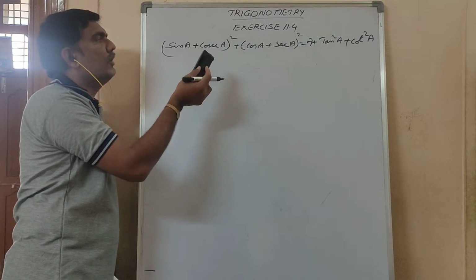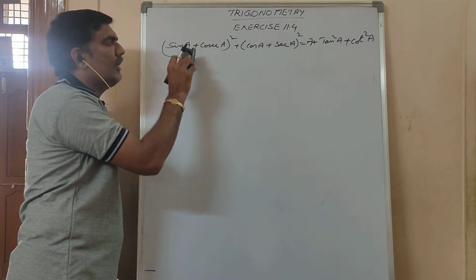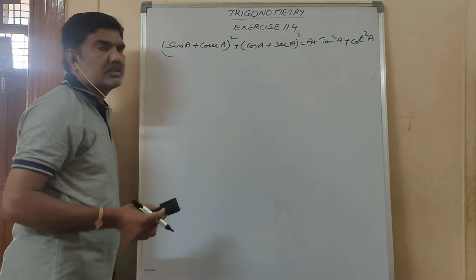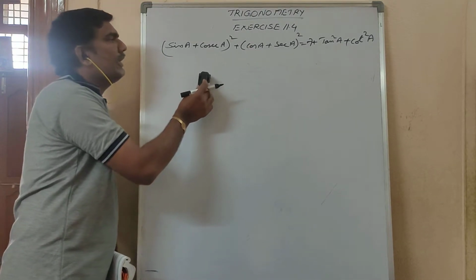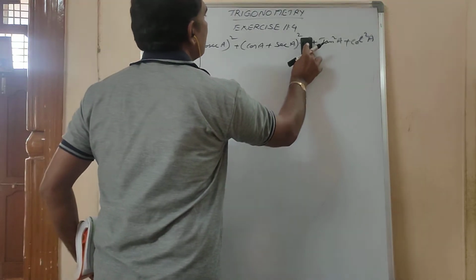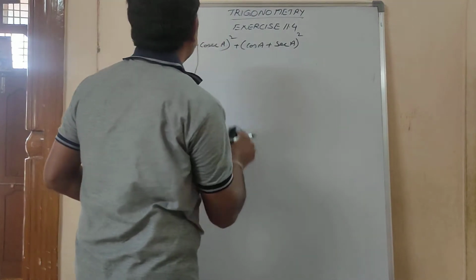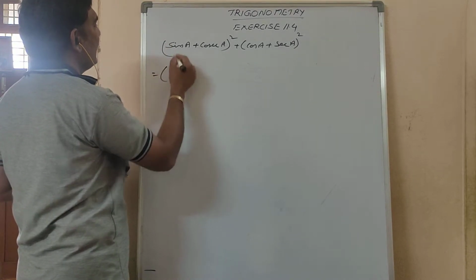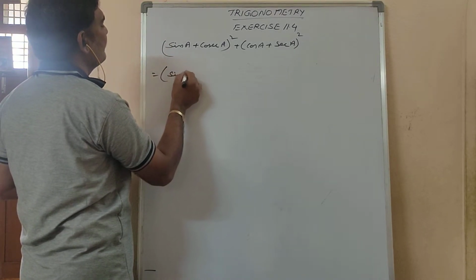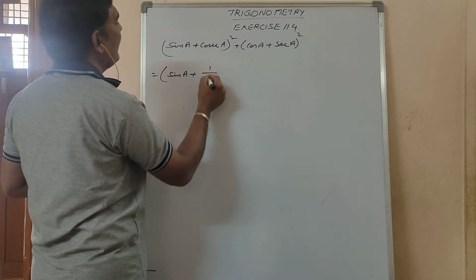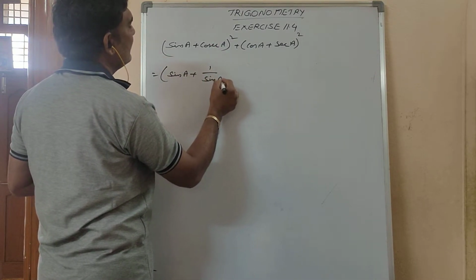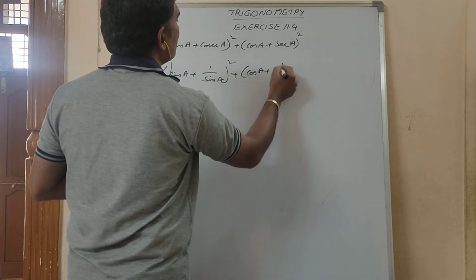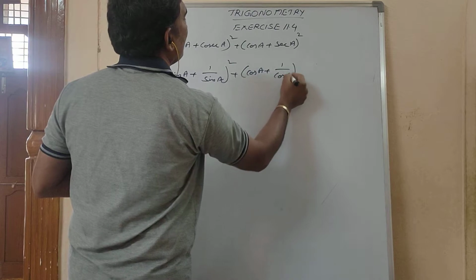Means what you have to do? You have to take the LHS, simplify this entire expression, and at last you have to get the RHS. Now I am taking the LHS. LHS is this much only. After taking this, sin A as it is I am writing. Cosecant A, how can I write? 1 by sin A I can write it. Whole square plus cos A plus 1 by cos A whole square.